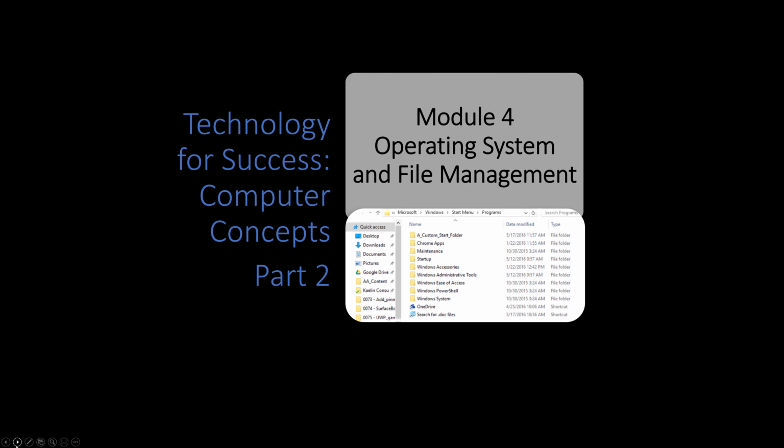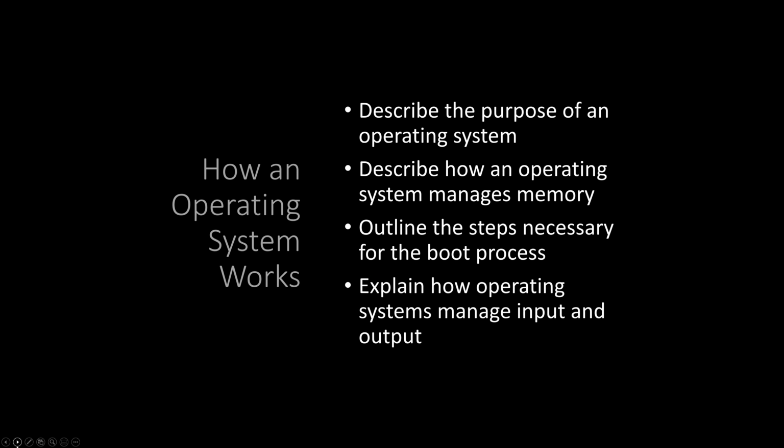Let's just quickly look at what the outcomes for Part 2 are going to be. We're going to talk about how this magic operating system works. We'll look at the purpose of the operating system. We'll look at how it manages memory. I'm not going to spend a lot of time on this because we've already talked a lot about memory, RAM, ROM within the computer. The steps it takes to boot a process, we'll talk a little bit more about that in detail, and then the operating system managing input and output. So we now know what input devices are, what output devices are. Now we're going to look at how the operating system manages those items.